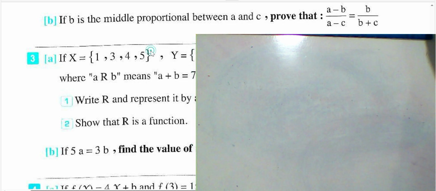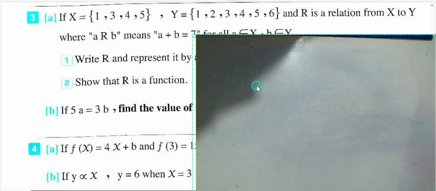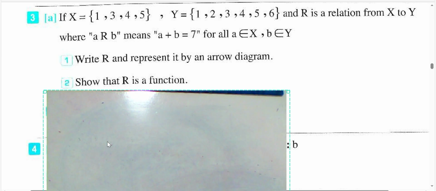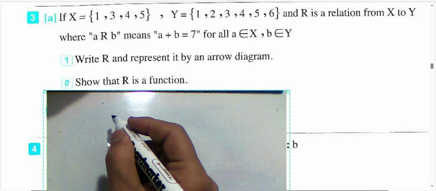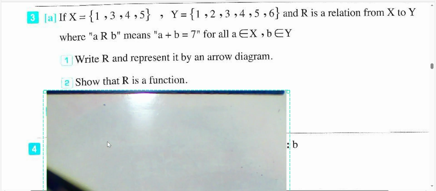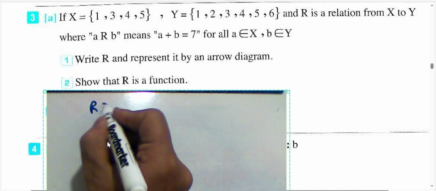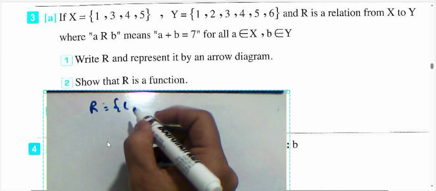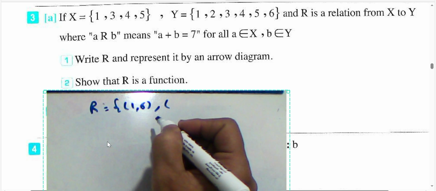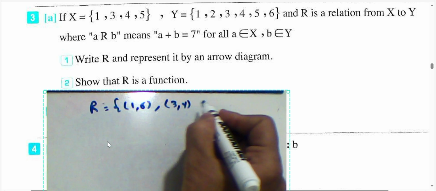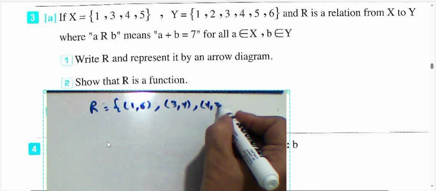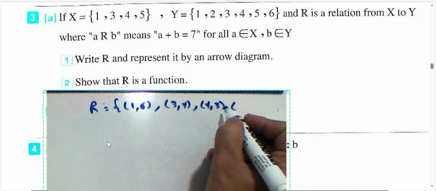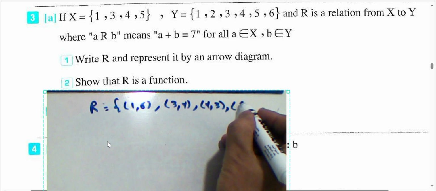Next question: we have a relation between x and y, a plus b equals 7, for all a belonging to x and b belonging to y. Okay, we can find the relation here. What is this relation? Right here: 1 plus 6 equals 7, 3 plus 4 equals 7, 4 plus 3 equals 7, 5 plus 2 equals 7.